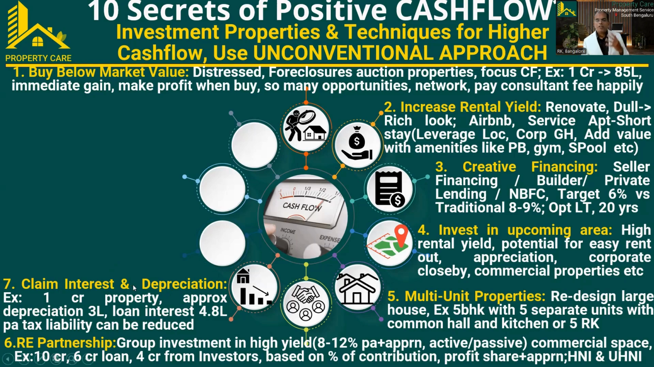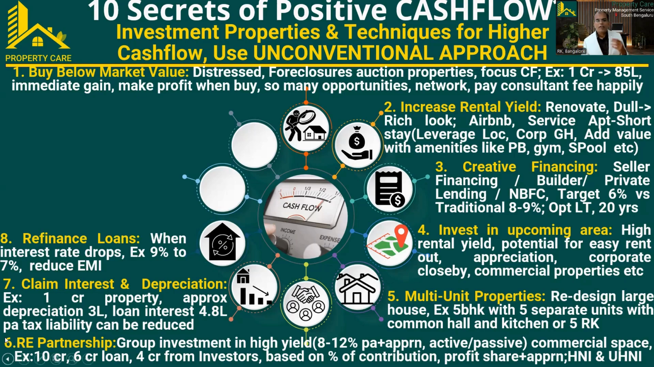And claim the interest and depreciation for the property you invested in. For example, here, on 1 crore of property, we can claim up to 3 lakhs for depreciation. On top of that, on loan interest, we can show 4.8 lakhs per annum, so tax liability can be reduced. So leverage this also to reduce your tax liability so that you will come into positive cash flow.